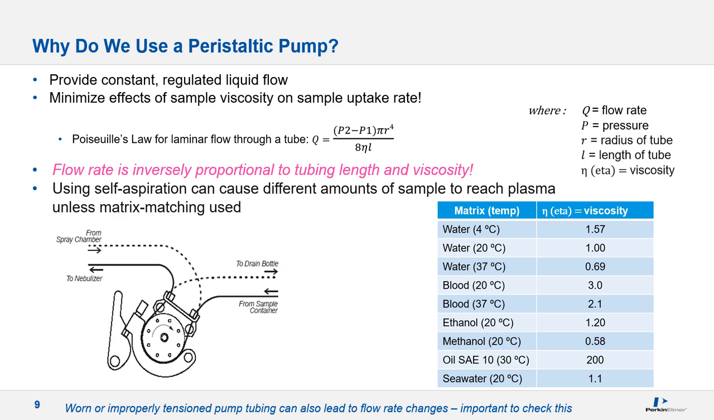And just because you are pumping your sample to the nebulizer doesn't mean you are entirely safe from problems. Worn or improperly tensioned pump tubing can also lead to flow rate changes and inaccurate results if things change between the time you ran your calibration standards and when you analyze your samples.